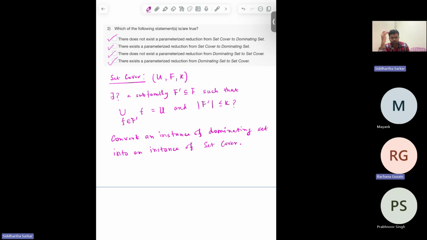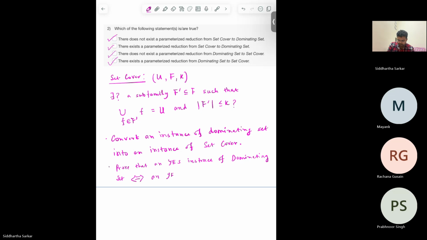Okay, so I would say that is the first job, and the second job is to prove that a yes instance of dominating set implies, if and only if, a yes instance of set cover.